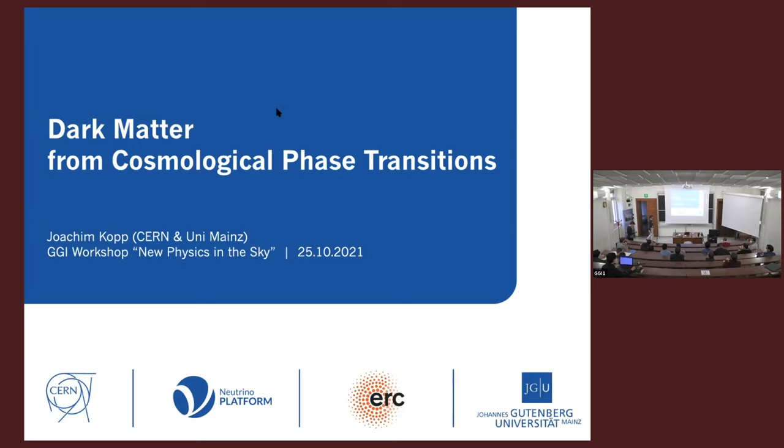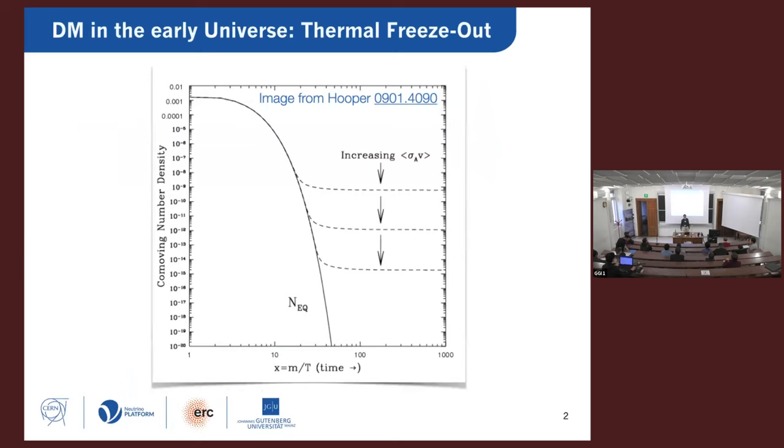All right, thank you very much. Thank you for inviting me to come here and for giving me the opportunity to give this talk. The topic I want to talk about today is dark matter from cosmological phase transition. What happens, or what could happen, to dark matter when the universe undergoes a phase transition? That's a bit off the beaten path in the field of dark matter, if we define the beaten path as the well-known picture of dark matter freeze-out.